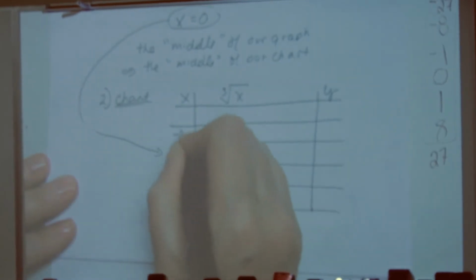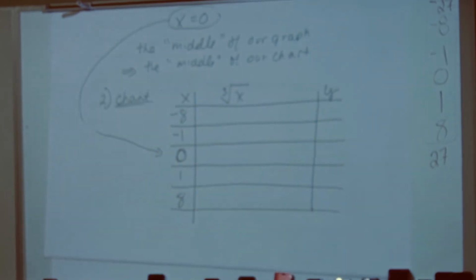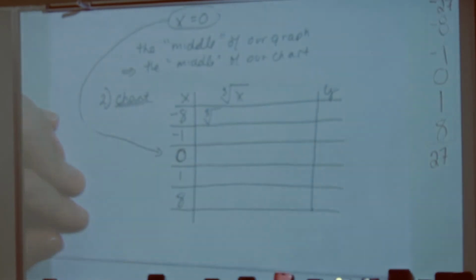1 and -1, what's another number that I can choose? 8 and -8. Because again, all this is a cube root. There's nothing like a +2 or a -5 or something like that. So just a basic cube root will work. So we're going to take the cube root of 8.